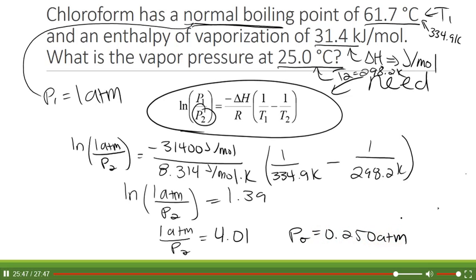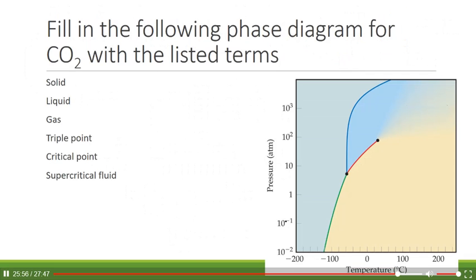So we have a decreased temperature, so we should expect a decreased P2. And that's what we got. Fantastic. Okay, last question here. We want to fill in the following phase diagram for CO2 with the terms listed. Solid, liquid, gas, triple point, critical point, and supercritical fluid.